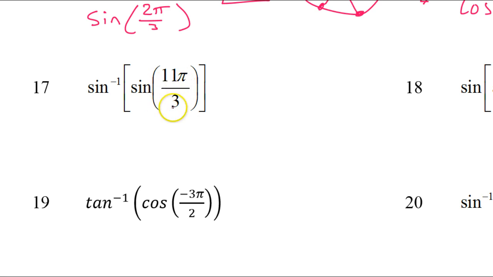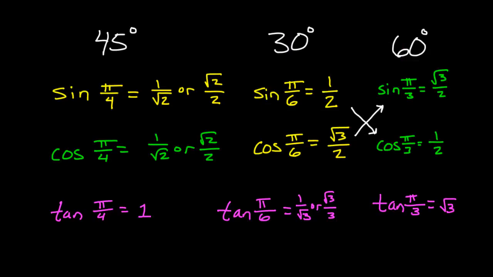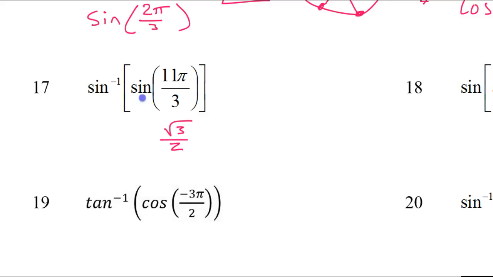What is the sine of pi over 3? That is radical 3 over 2. That's something that you just should have memorized. All right, sine of pi over 3, radical 3 over 2. What about 11 pi over 3, though? Should it be negative?